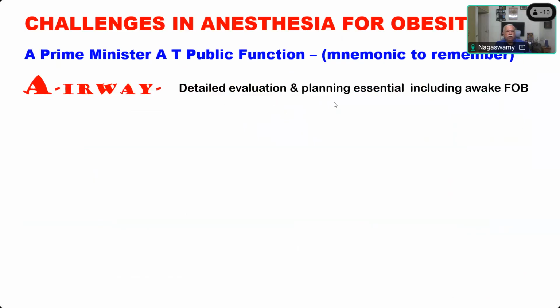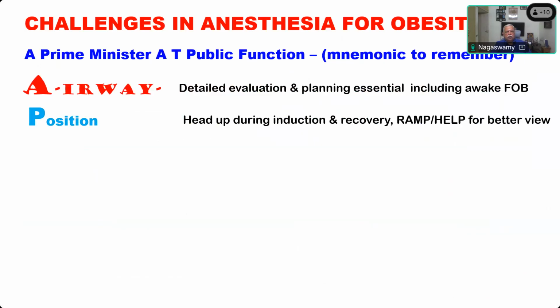So detailed evaluation and planning is very, very essential, whether you are going to do a conventional induction, paralysis, intubation, as I told earlier, or whether you are going to plan for awake fiber optic intubation. Then the position: how are you going to position the patient, whether you have an adequate size table and facilities for giving the head up tilt, or whether you have to use sheets and other supports on the back and the head to make the ramp position or the HELP position. That has to be decided.